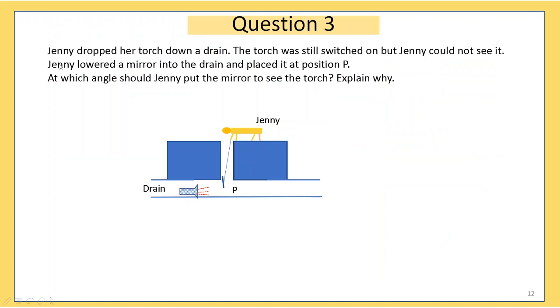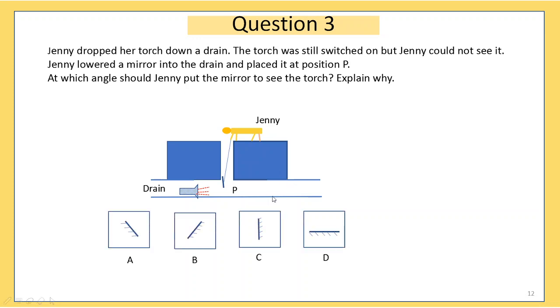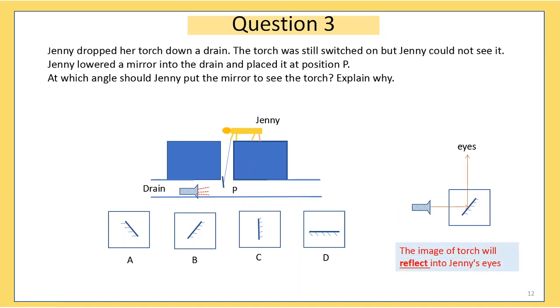Question 3. Jenny drops her torch down a drain. The torch was still switched on, but Jenny couldn't see it. Jenny lowered a mirror into the drain and placed it at position P. At which angle should Jenny put the mirror to see the torch? Explain why. Answer will be B. The reason is the image of the torch will reflect into Jenny's eyes. The attached diagram is for you to understand how the torchlight is reflected into Jenny's eyes.